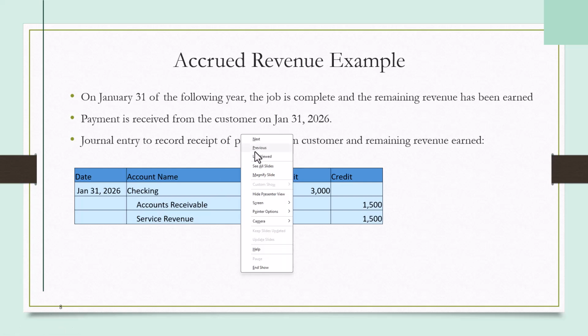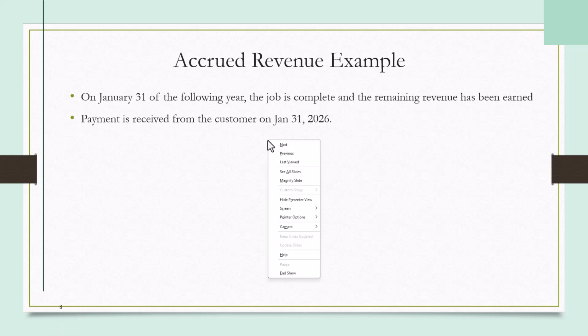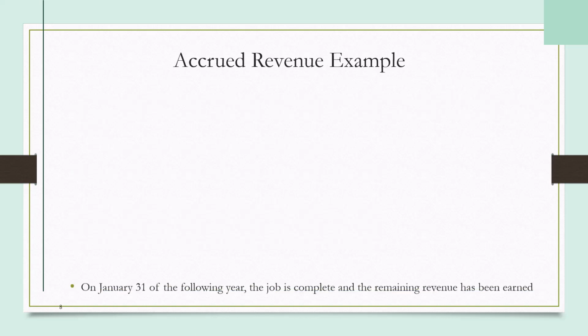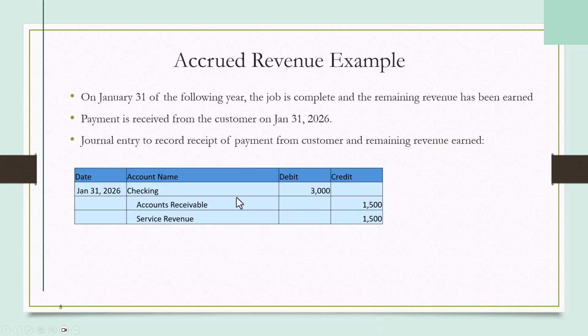In other words, if I go back to the previous slide, here it was a debit to accounts receivable for $1,500 to show that they expected to receive that payment from the customer. And then here we're doing a credit to show that January 31st came and the company received that payment, so it's no longer a receivable. And then they also would have a credit to revenue for the remaining half that they earned in 2026.